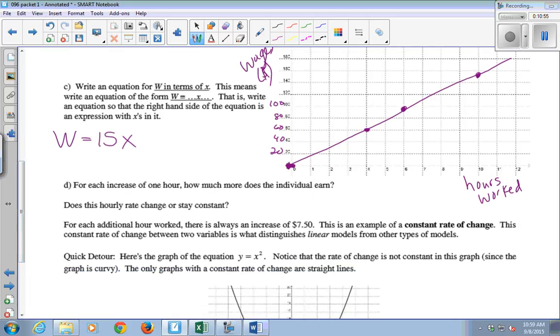For every increase of 1 hour, how much more do you earn? $15. Good. And does this hourly rate change or stay constant? Constant, right? Always you get another $15. Each hour, another $15. We're assuming there aren't going to be any wrinkles like time and a half or double time, things like that. Just flat hourly wage.